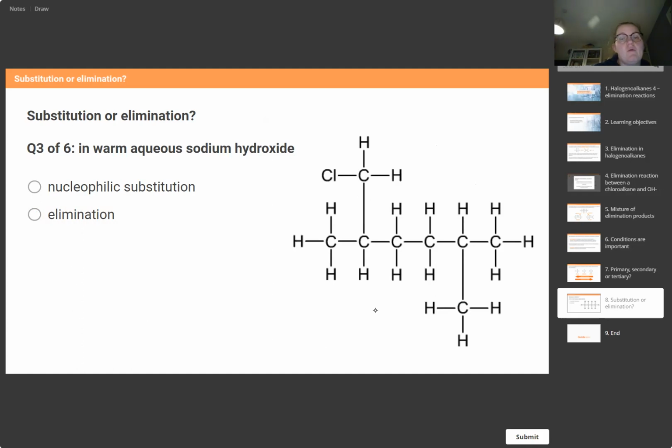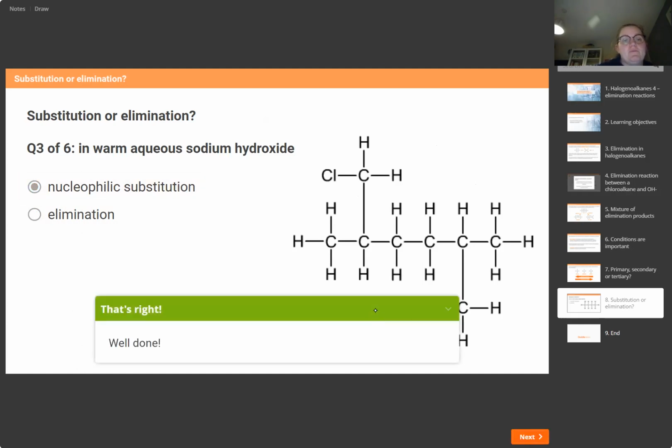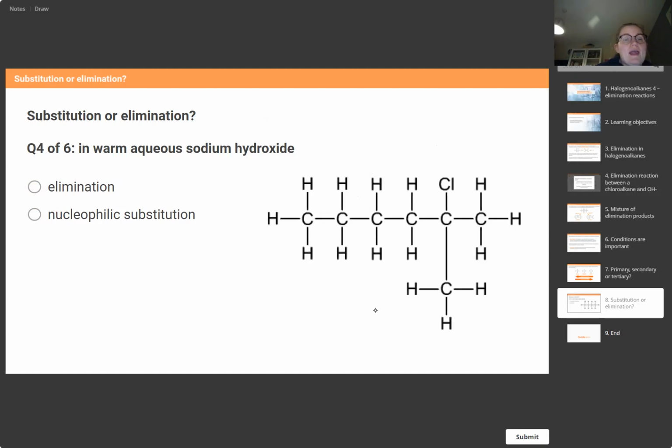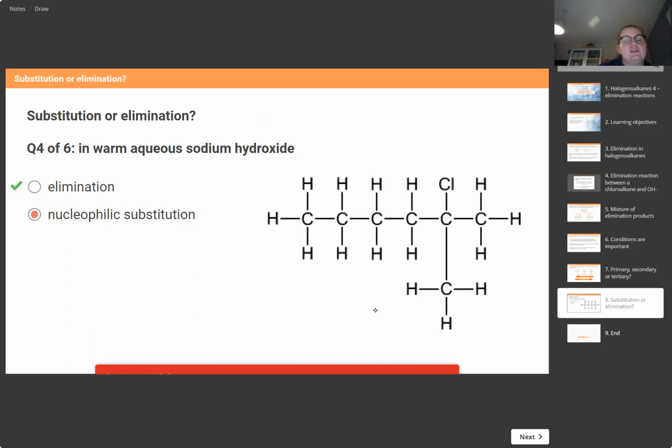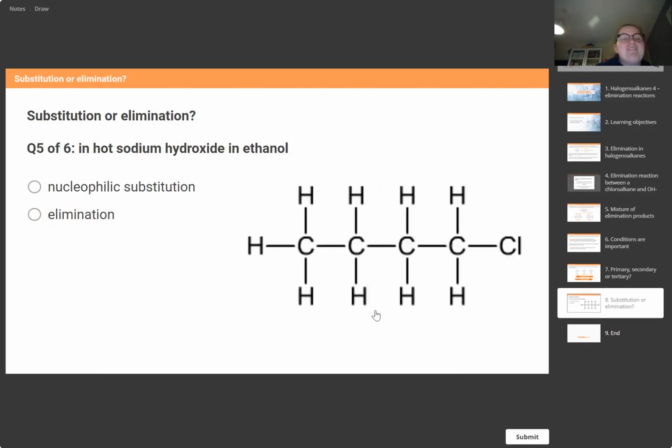Let's have another look as well. Well, let's look at this. This is only a primary one. So yeah, nucleophilic substitution in warm aqueous sodium hydroxide. Whilst it is tertiary, 1, 2, 3, we're in warm aqueous sodium hydroxide, so it's still going to be nucleophilic substitution. Oh, no, it's not. It's going to be elimination because it's tertiary. In hot sodium hydroxide in ethanol, we are going to have elimination.